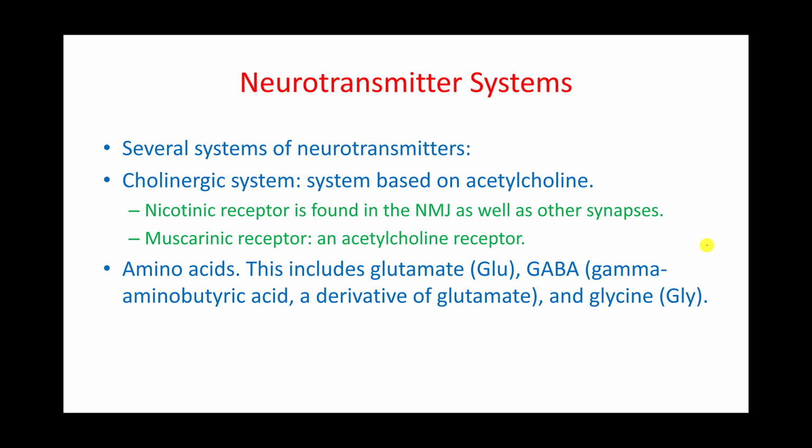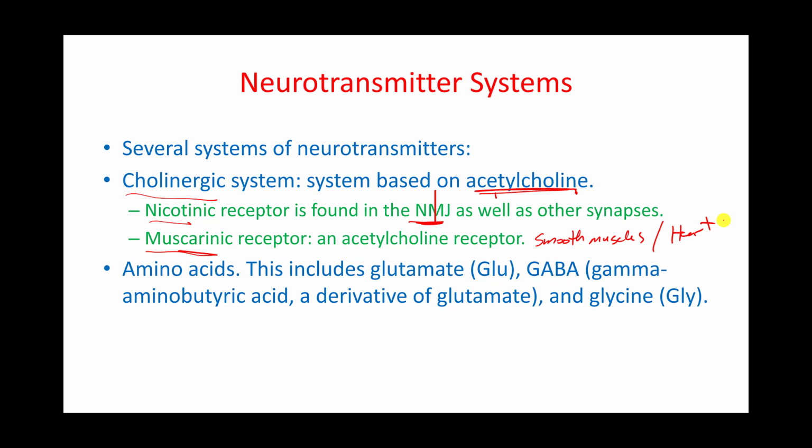For the neurotransmitter systems, we have several systems. The most important one is the cholinergic system. This is based on acetylcholine. And we have two types of receptors that are receiving acetylcholine. The first type is nicotinic receptors. These are in the neuromuscular junctions. And the other type is muscarinic receptors. Usually these are in the smooth muscles and even in the heart.